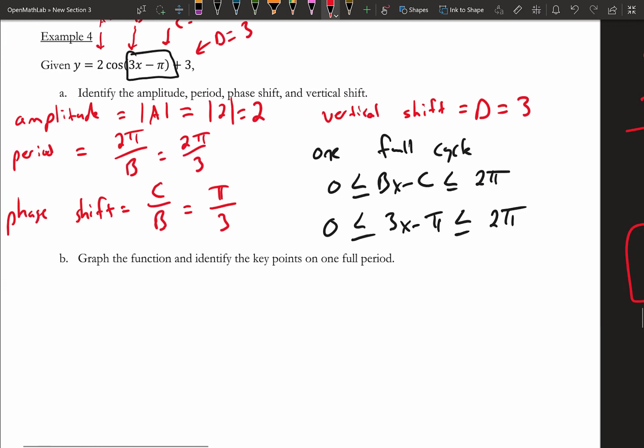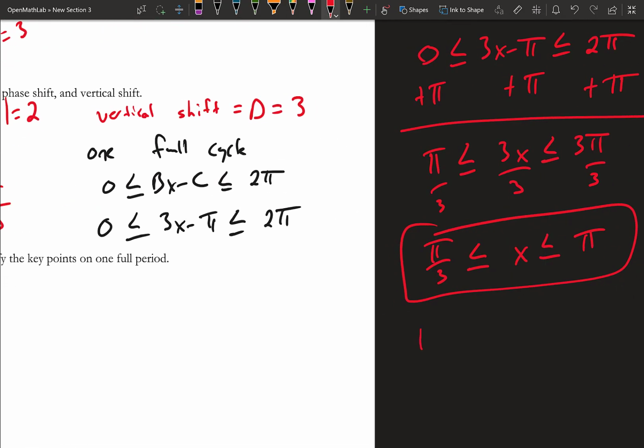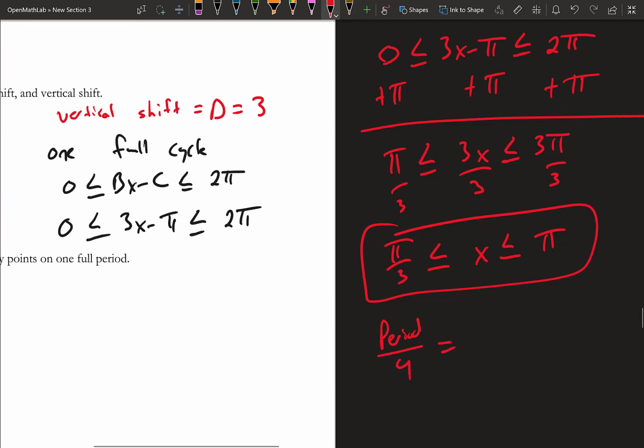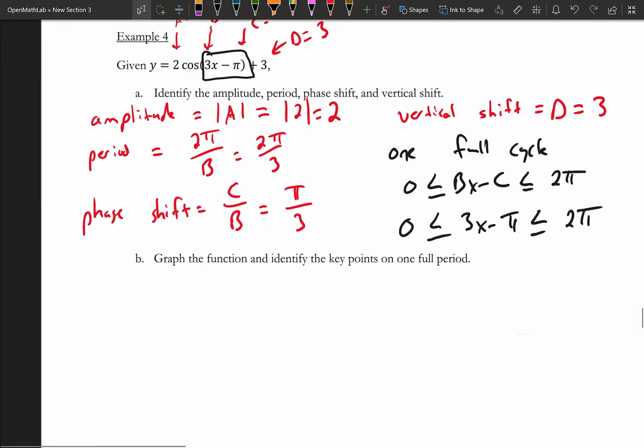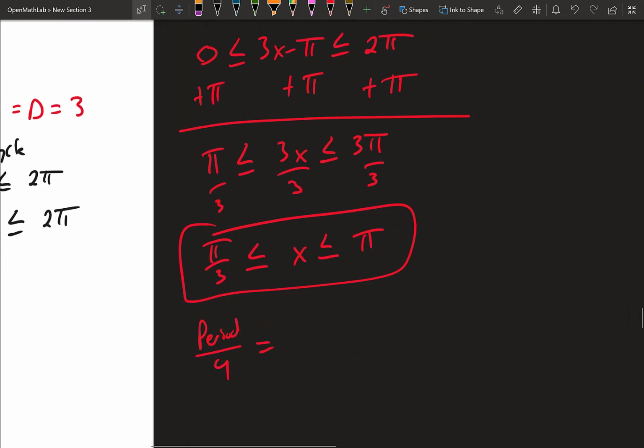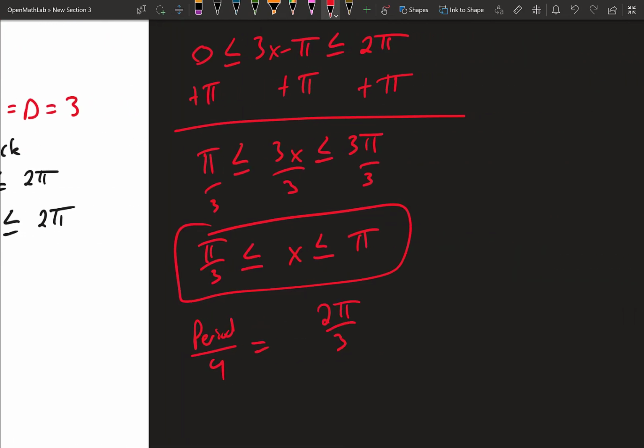And then don't forget also what we could do is we take the period, divide by 4, and so that would be 2 pi over 3 divided by 4, which would be equal to 2 pi over 12, which is pi over 6. So this is what I add to get the critical points.